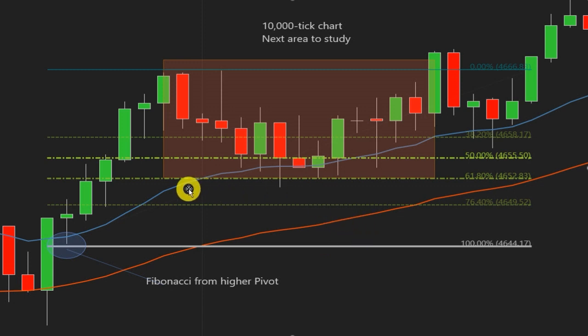But the rule is, as long as we have the 20 above the 50 going up, we're looking for trend line breaks at Fibonacci levels to go long. And we'll take every one that shows itself, because we don't know which one is going to work. And the ones that do work in a bull market, when you finally do hit the home run, should outperform all the losses.